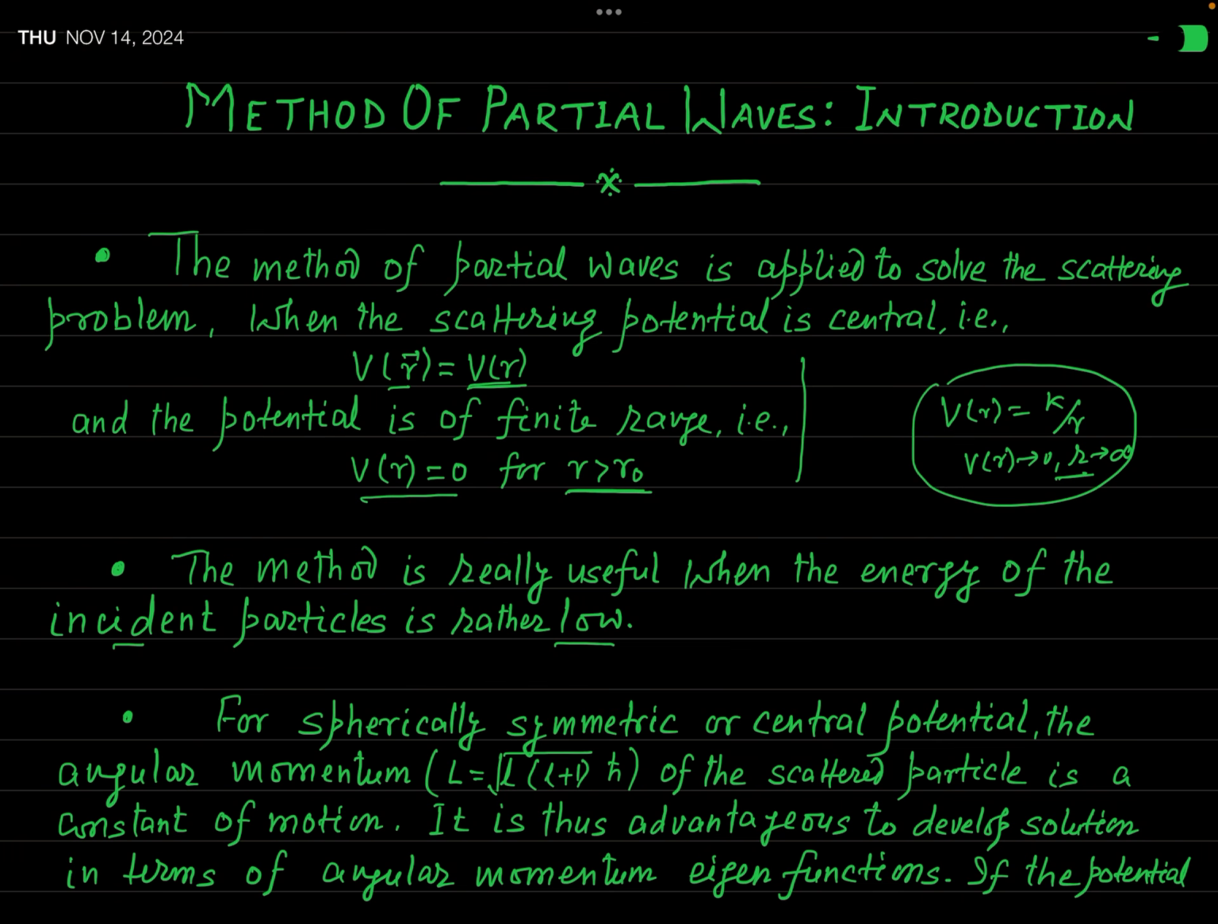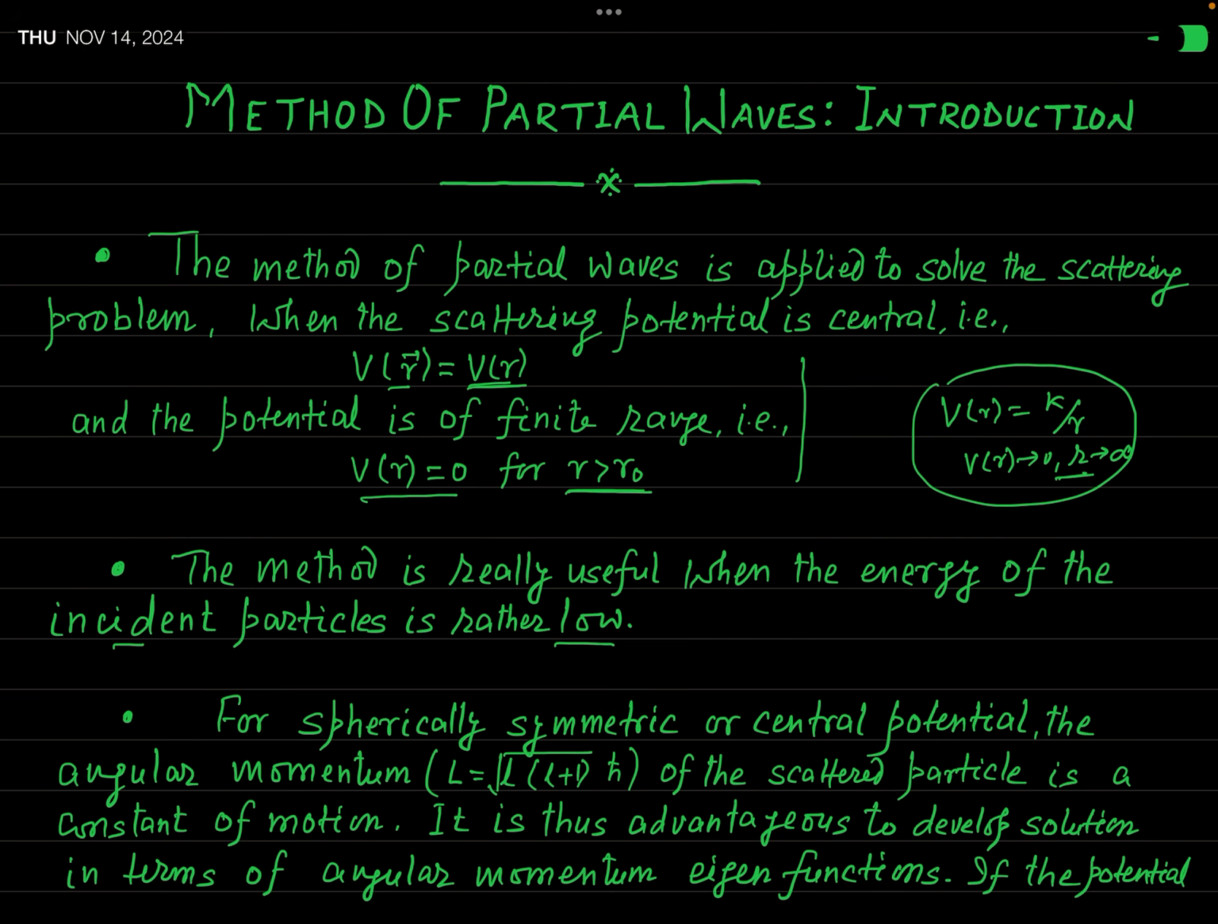We will see in my forthcoming videos another very important method, called the Born approximation. If the energy of the incident particle is large, not very small, then the method of partial waves fails, and we apply an approximate method called the Born approximation to discuss the scattering problem. So remember this fact too: partial wave analysis is applicable in the case of incident particles having low energy.